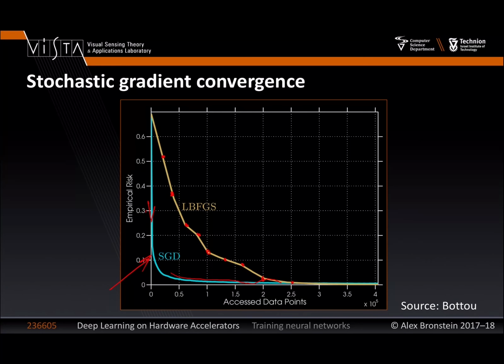This is a fixed step stochastic gradient that I'm showing here again. Pay attention to the remarkable drop in the loss function in the beginning, much faster than LBFGS. And this is very typical, because here we are making many iterations, but each iteration is very inexpensive.